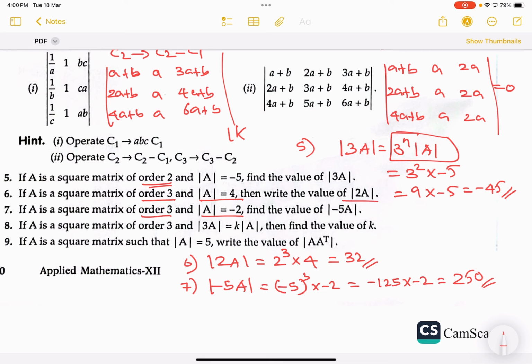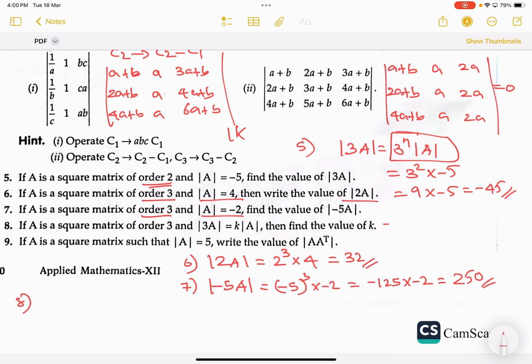Ma'am, I'm doing the 10th one. So where are you guys? You all? You 3 of you? Who is writing question number 8?